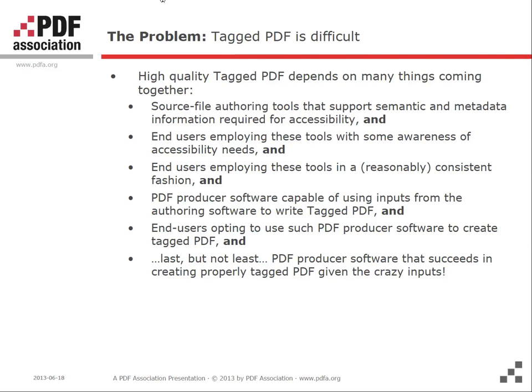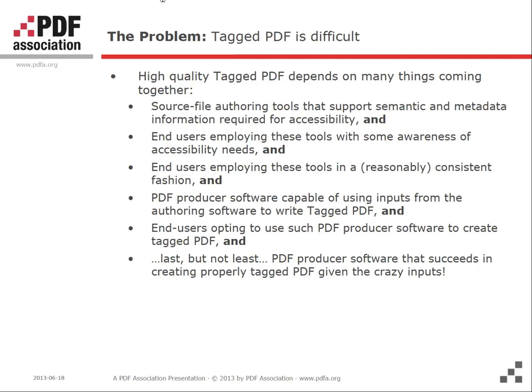In addition to end users employing tools with some awareness of accessibility needs, you also need end users employing these tools in a reasonably consistent fashion. It's not okay if a user goes ahead and uses a table to lay stuff out on a page and place something on the left, something on the right, something in the middle. And if they then go along and on the next page use tab stops to do the same thing, it's impossible to write software that's going to be able to accommodate these kinds of situations. Once users learn a particular methodology that produces a viable, accessible result, they need to be encouraged to repeat that.